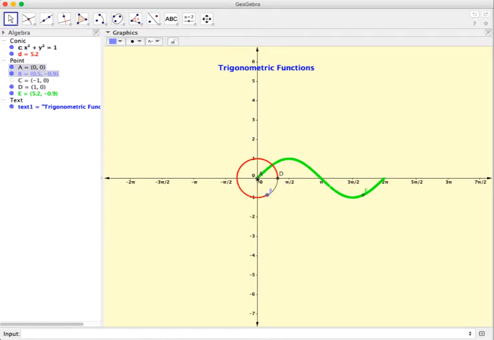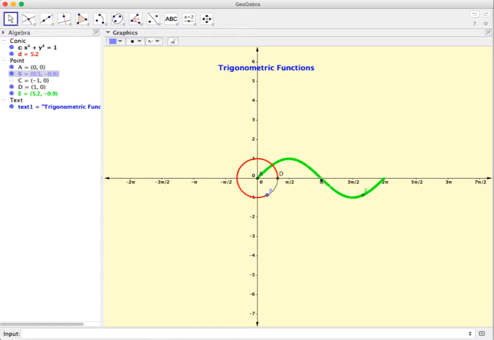Sure, when the arc angle is 0, the y coordinate is also 0. So we are looking at a curve passing through the origin. When the angle is pi by 2, you are looking at the value of the graph taking the height 1. So the maximum value is 1, the minimum value is -1.